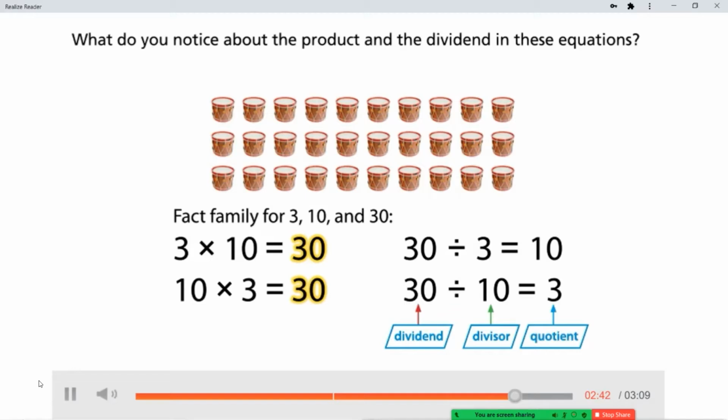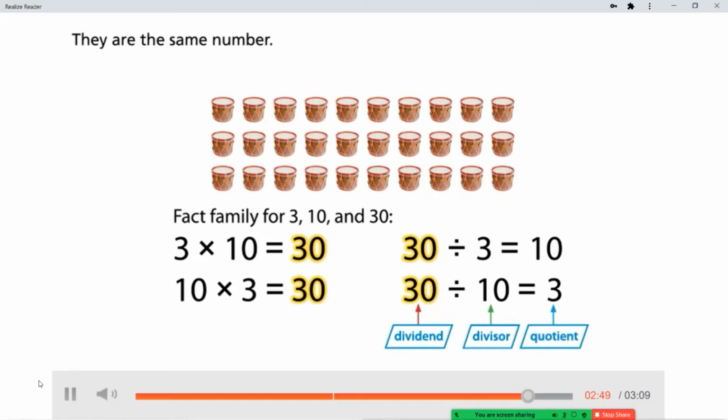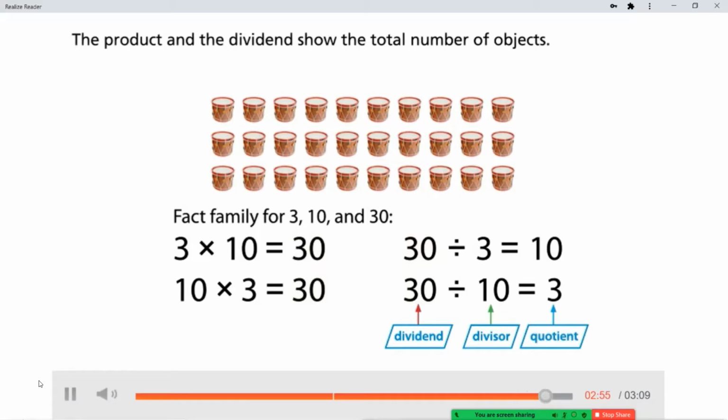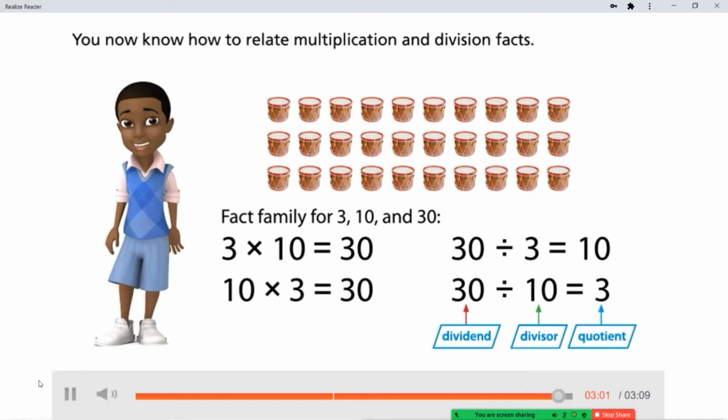What do you notice about the product and the dividend in these equations? They are the same number. Why are they the same? The product and the dividend show the total number of objects. You now know how to relate multiplication and division facts.